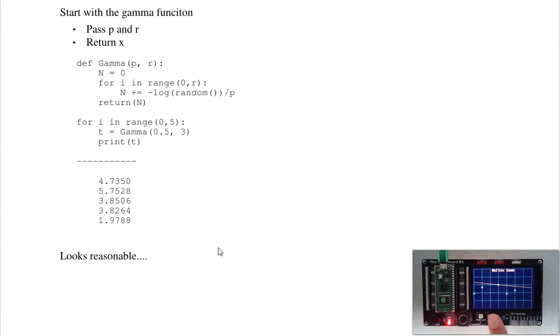Well, the first thing I do is start with the display routine. I'm going to start with the random number generator. This is a gamma distribution. Probability 0.5 for a mean of 2, probability of 0.5 for an exponential distribution. Sum of 3 of them gives you a gamma distribution, with p equals 0.5, r equals 3. So here's the code, and if I try it 5 times, okay, it looks reasonable.